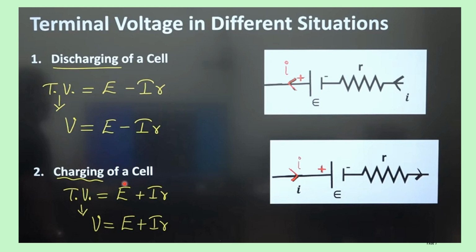Next one, charging of a cell. Here the current is given to the cell, otherwise the cell is getting charged because of the incoming current. In this case, terminal voltage will be equal to E plus IR. Here the terminal voltage will be more than the EMF. In the case of charging of a cell, the cell is getting more charge.